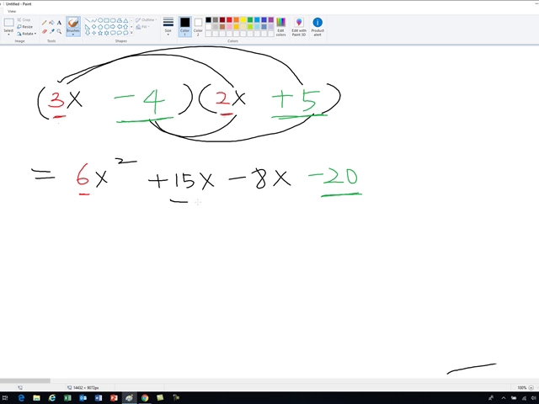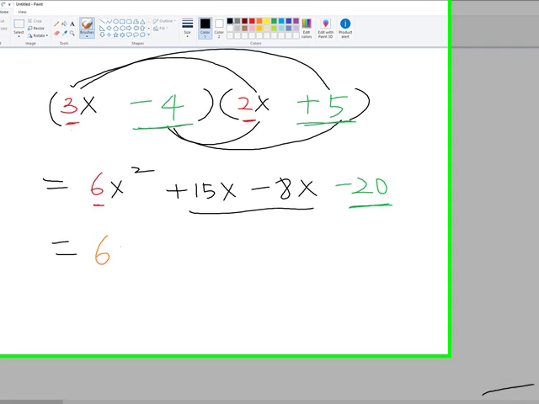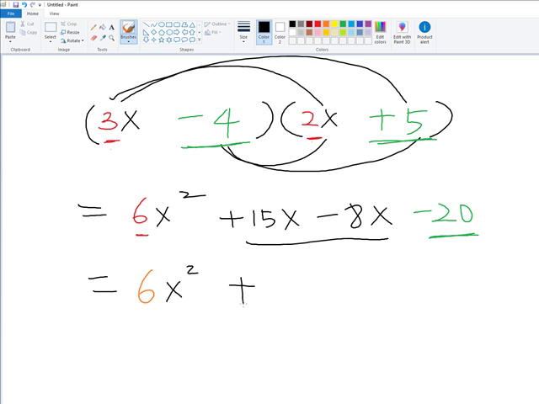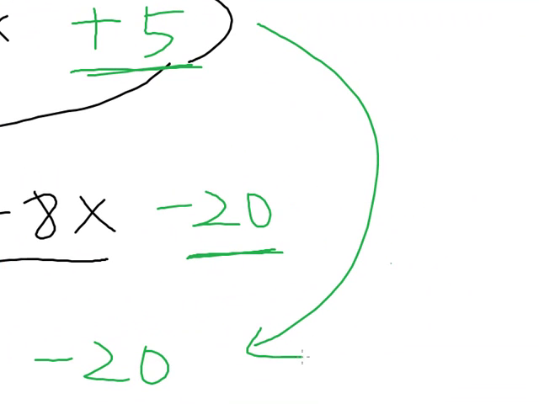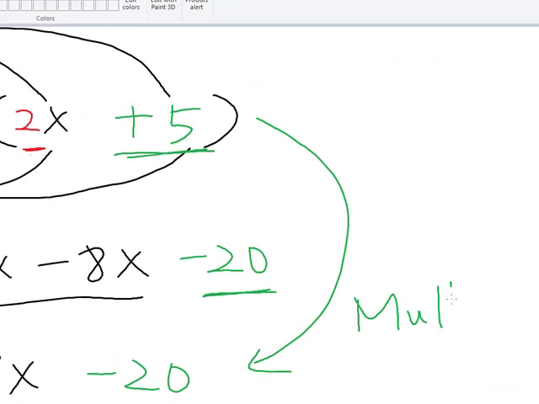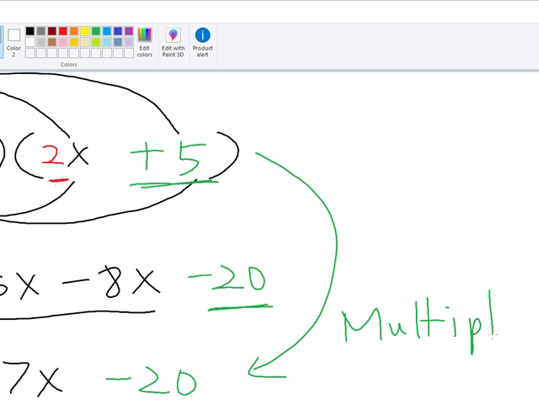Now, you know these two are called like terms. You can add. So the answer is now 6x squared, 15 minus 8, 7x, and minus 20. Now this process right here is called multiplying. Now going backward is called factoring.